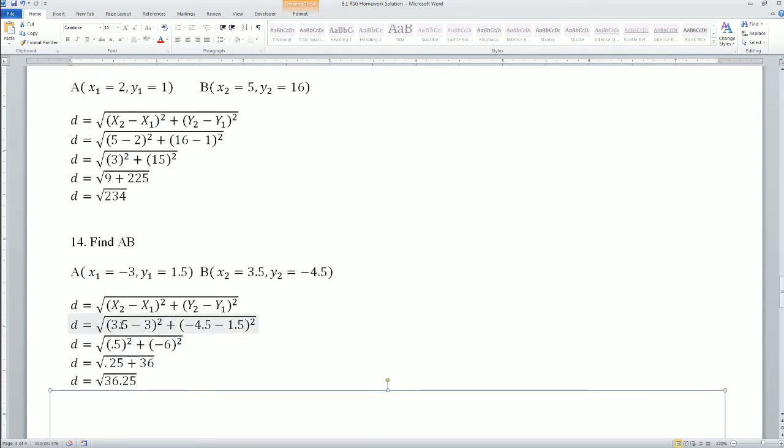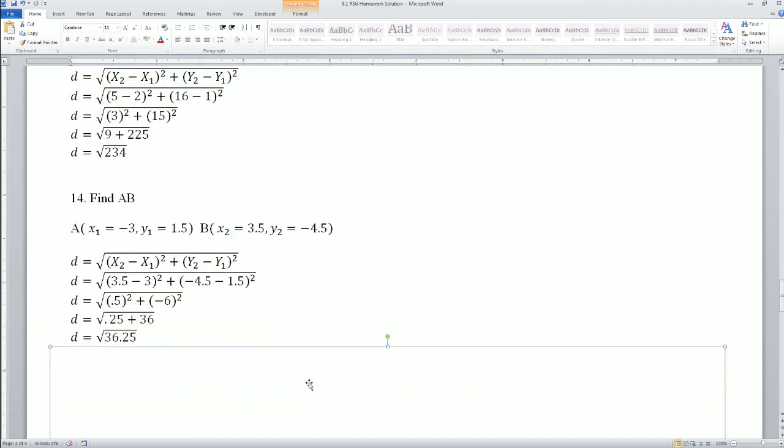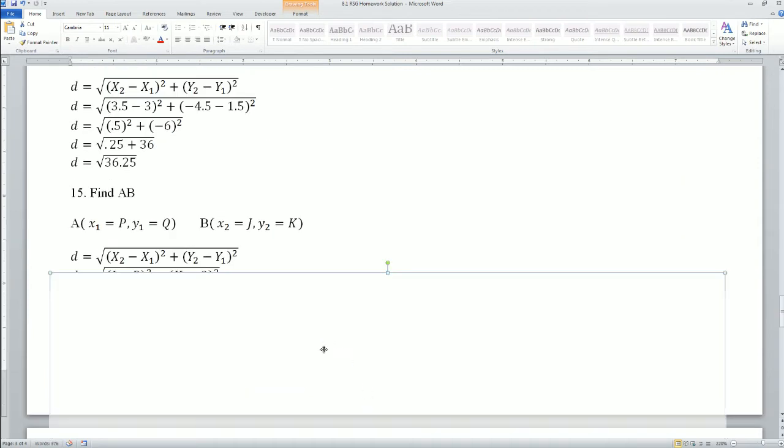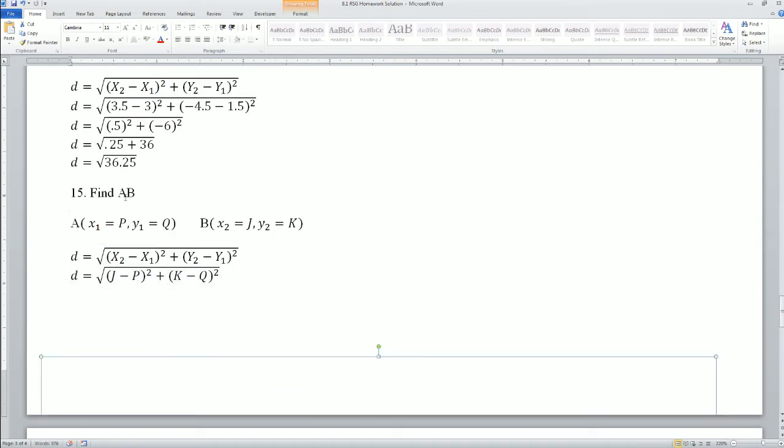But be very careful. This was 3.5. So when you subtract it from 3, it became 0.5. 0.5 squared is 0.25. So the answer is the square root of 36.25.